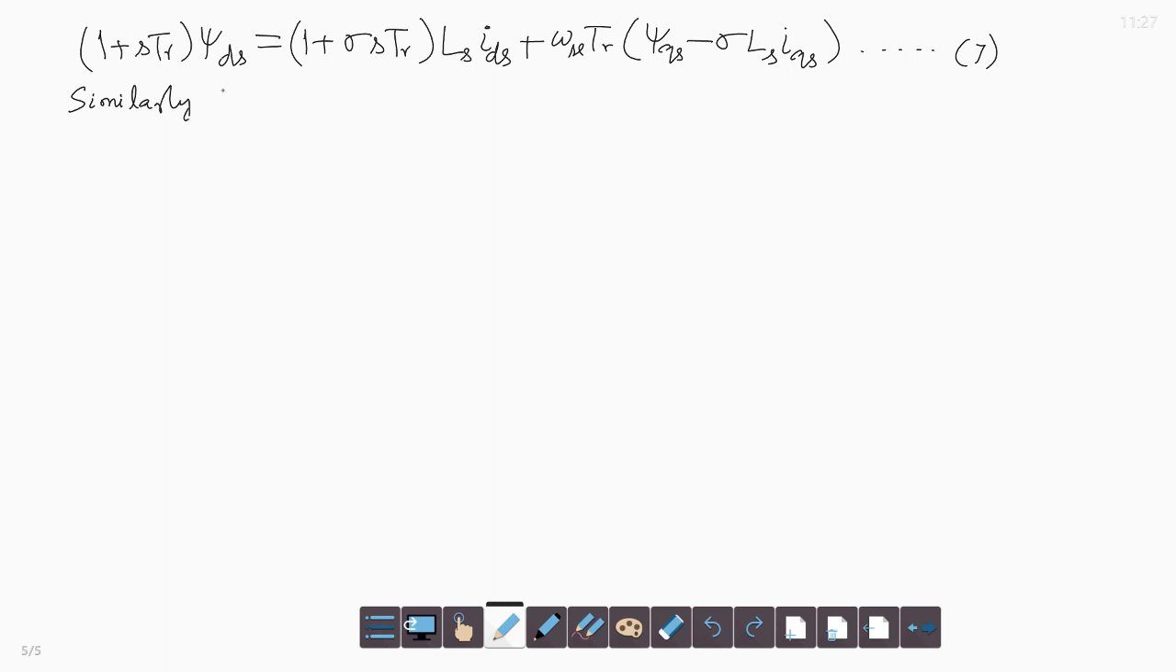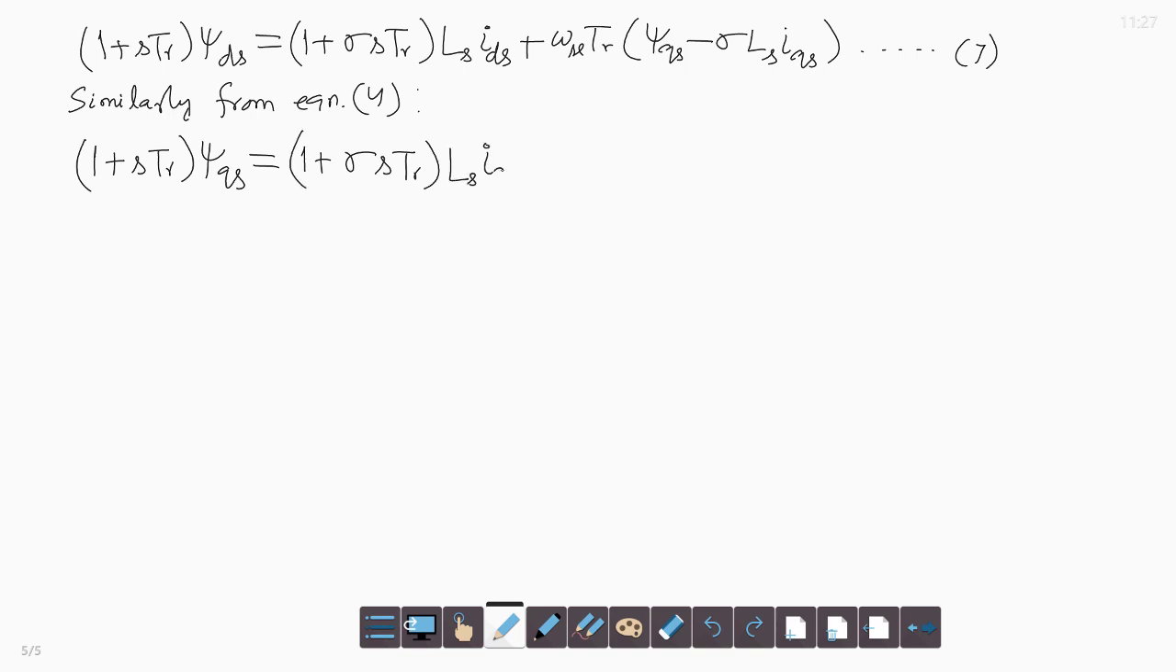Similarly, from equation 4, substituting 5 and 6 in equation 4 and simplifying, we have the other equation for the q axis winding: 1 plus STR into psi QS equals to 1 plus sigma STR into LS into IQS minus omega SL into TR into psi ds minus sigma LS IDS, because rotational EMF in equation 7 it is plus, here it will be minus, opposite sign.